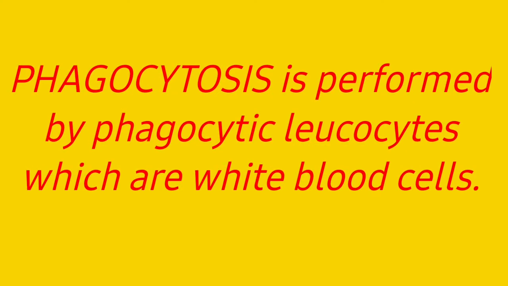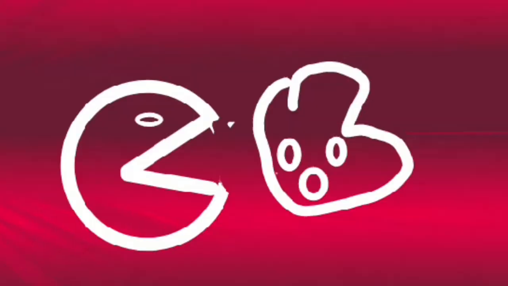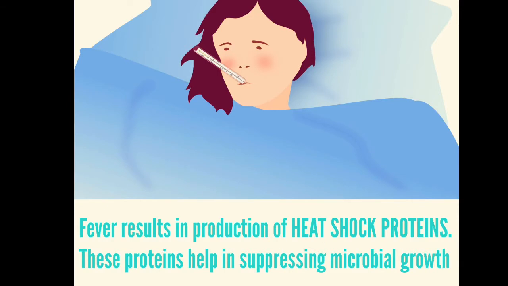Phagocytosis. It is performed by phagocytic leucocytes. These are the white blood cells that have the special ability to absorb microbes and dead particles. By doing so, they get rid of the foreign particles or clean away the already dead particles. Fever. It increases body temperature, which results in the production of heat shock proteins. These heat shock proteins are produced when cells get exposed to higher temperatures than normal. This process helps in suppressing microbial growth.